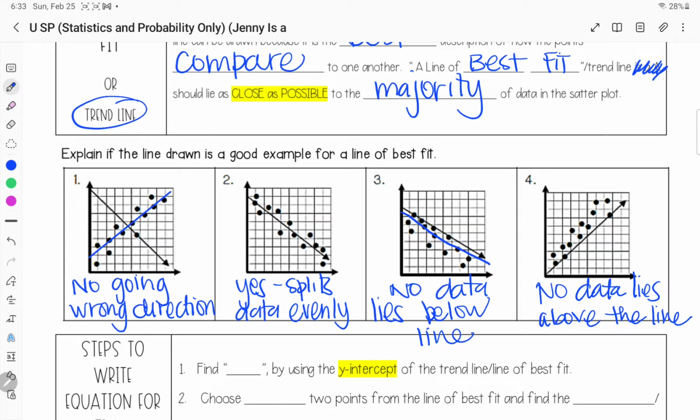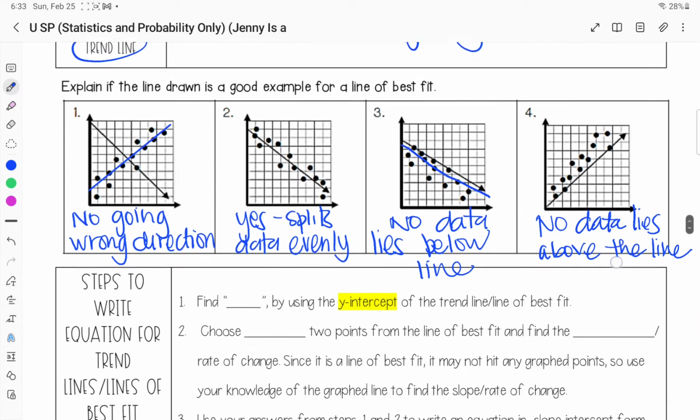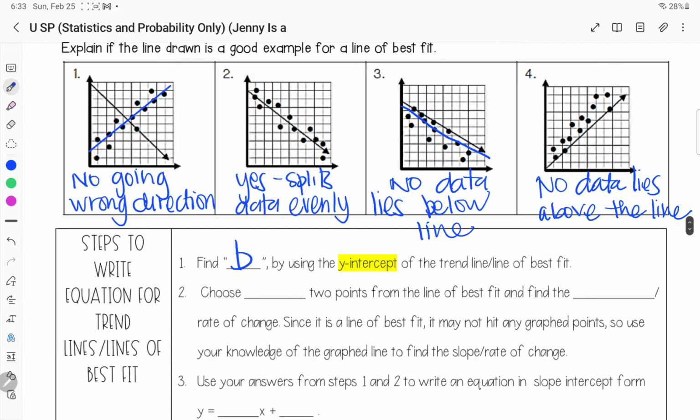All right, so here's how we're going to do this. You've already written these before. You've already written equations for lines. It's the same thing. So the first thing we're going to do is find b by using the y-intercept of the trend line or line of best fit. It may not hit any points. It doesn't matter. That's why it's called a line of best fit. The equation we're going to give is just the equation of the line that best fits our data.